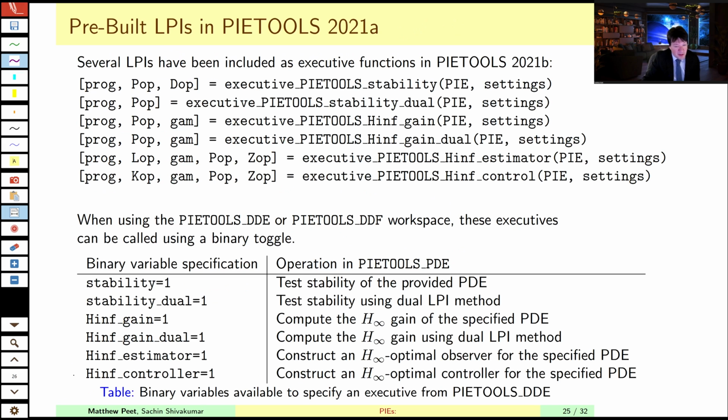Now, many of these common LPIs, which are encountered in systems analysis and control, have been implemented as executives. So: stability analysis, dual stability analysis, H-infinity gain, H-infinity optimal estimation, and H-infinity optimal control. And actually, we have a dual version of the gain here as well. To make life even easier for you in the DDE workspace, we just created a bunch of toggles. If you want to run one of these LPIs, you just set the corresponding toggle to 1, and it runs the LPI. In fact, in the example files, there's usually an associated set of toggles you can uncomment, which apply to those particular problems, whichever group it's under.